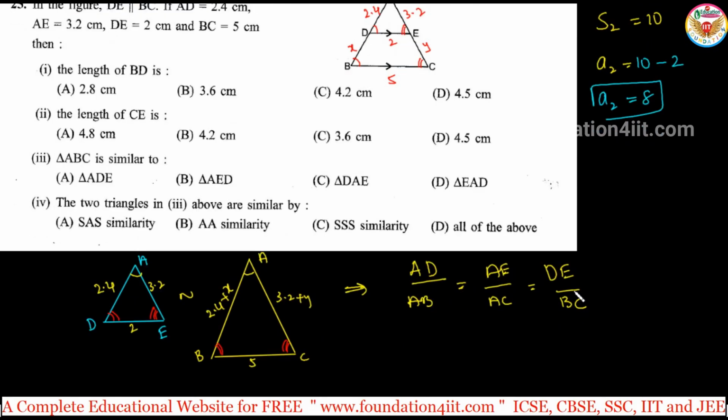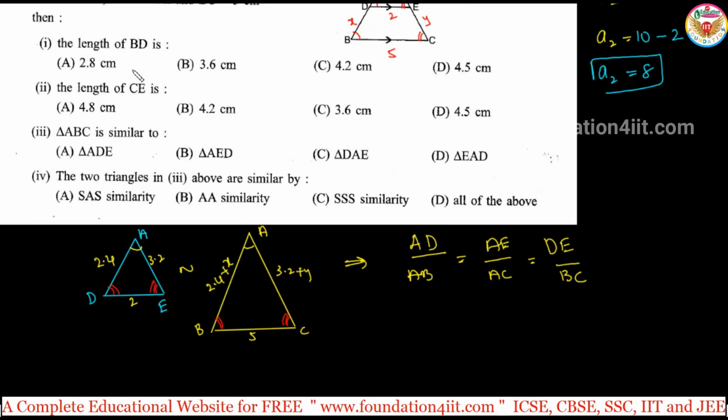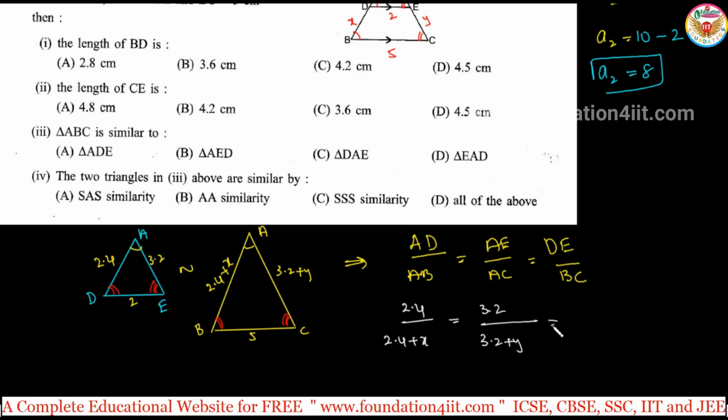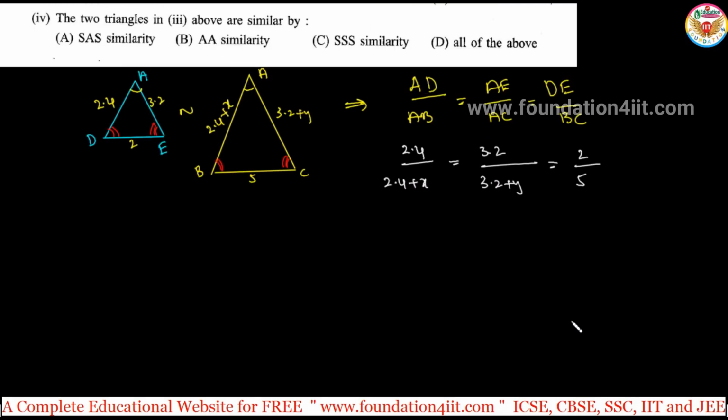Just substitute these values, you'll find out directly. So length of BD we should find out, and length of CE. That means x and y you ought to find out as per the data. Just substitute. So AD is 2.4 by AB is 2.4 plus x I took, and AE 3.2 by 3.2 plus y is equal to DE by BC, so 2 by 5. First and last you take, and second and last you take, you'll get the x and y values. Okay, let me calculate here first.